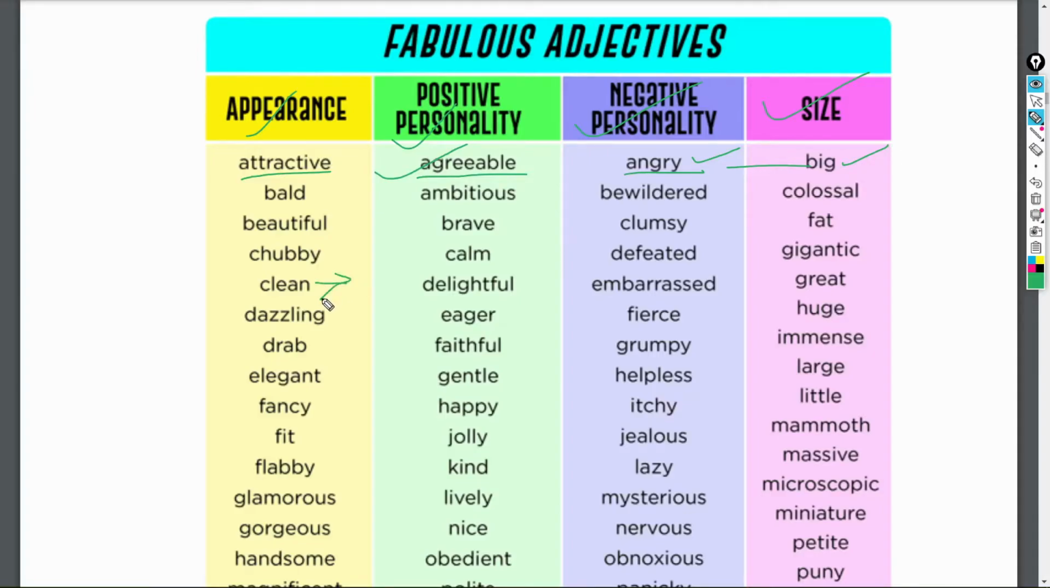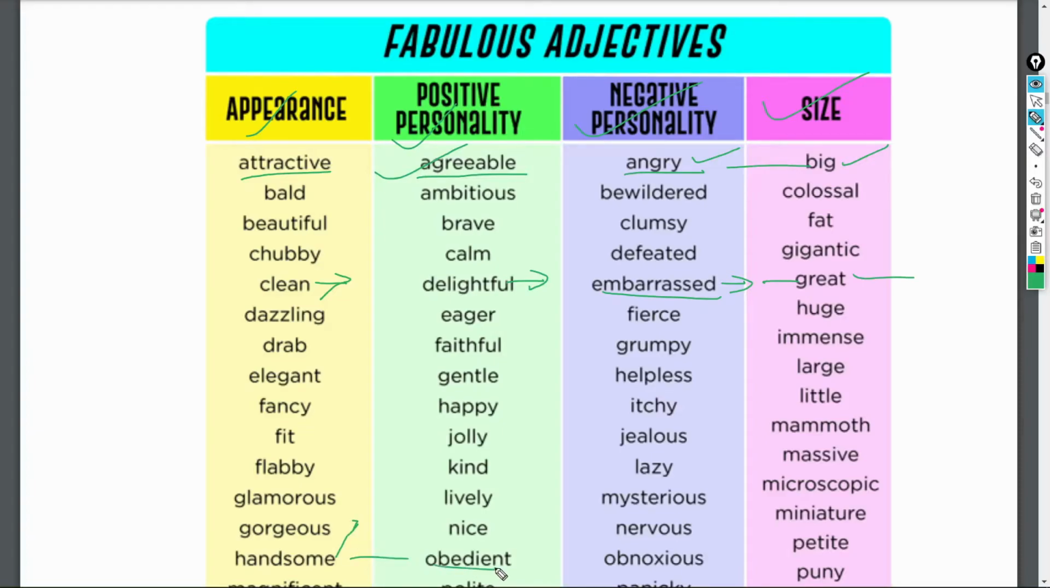So in the similar manner, you see the next one. Appearance, very clean. Person, delightful, positive. Person, embarrassed, negative. Size, great man, great. So in this way, my dear children, you can go for the adjective. Say for example, now we are talking about this word handsome. He is a handsome boy. Handsome is the appearance, the handsome will be the adjective.